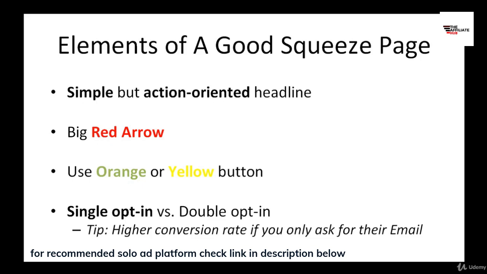Use single opt-in for your autoresponder. The difference is that for the single opt-in, people will be on your mailing list right away the moment they fill in their email address. On the other hand, for double opt-in, there are 2 steps.